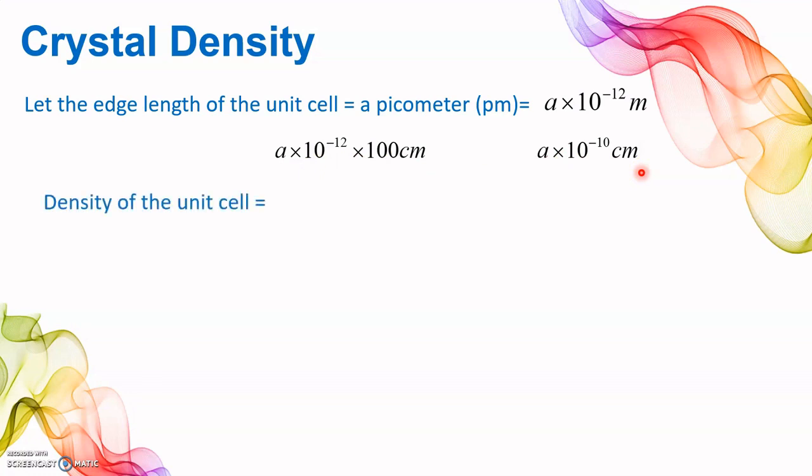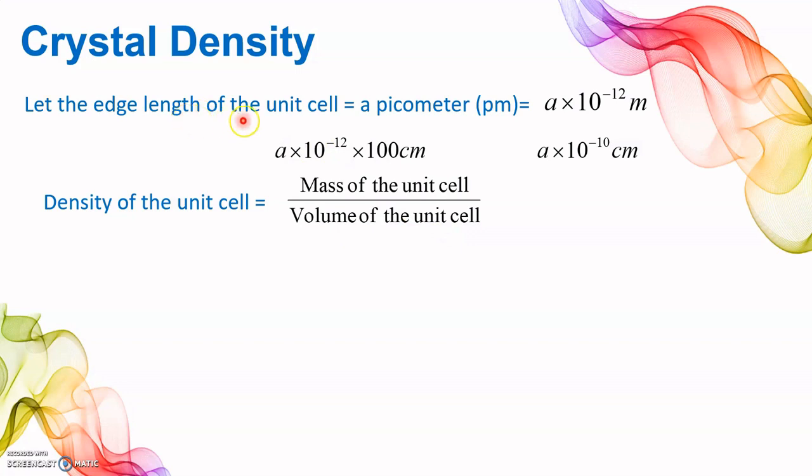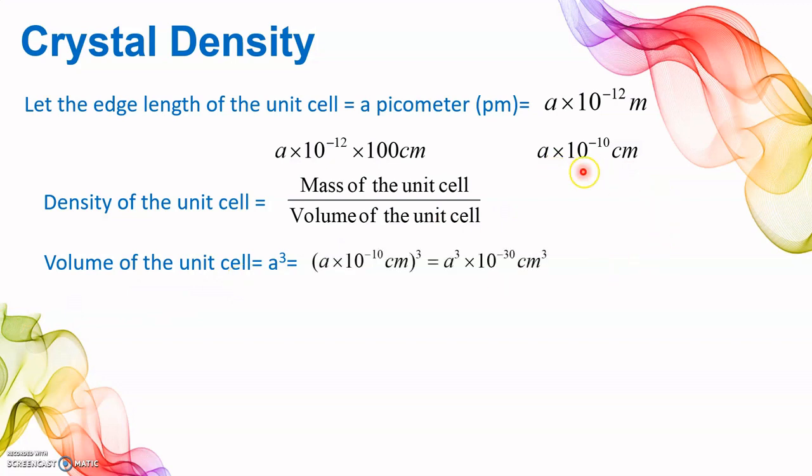Now, the density of the unit cell is equal to mass of the unit cell divided by volume of the unit cell. Since the edge length is a picometer, the volume of the unit cell should be equal to a cube. Here we have already converted a picometer into a into 10 raised to minus 10 centimeters. Therefore, volume of the unit cell is equal to a into 10 raised to minus 10 centimeter the whole cube, that is a cube into 10 raised to minus 30 centimeter cube.